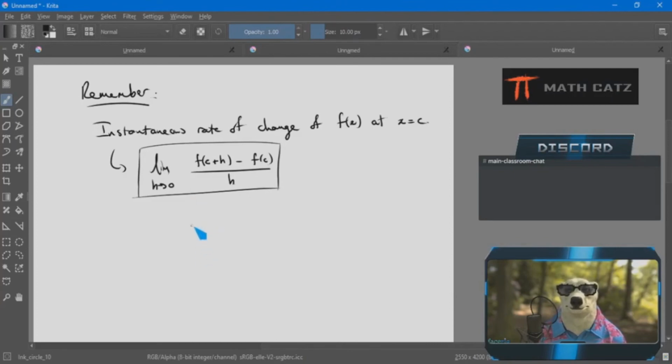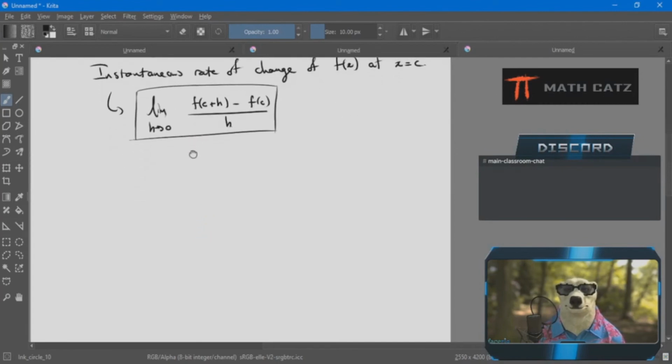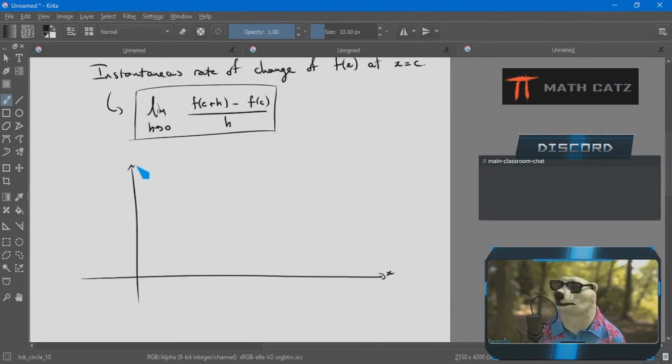Now, where this came from, very roughly, is we have the graph of our function. Let's draw it like that. This is y equals f of x. And let's suppose our point here is c. We're interested in what happens exactly at x equal to c, not in a window averaging out all the information over that window.